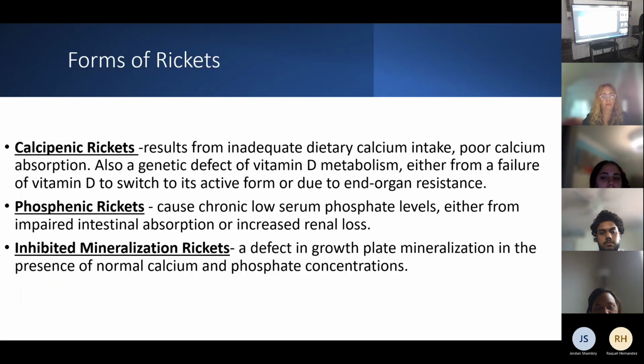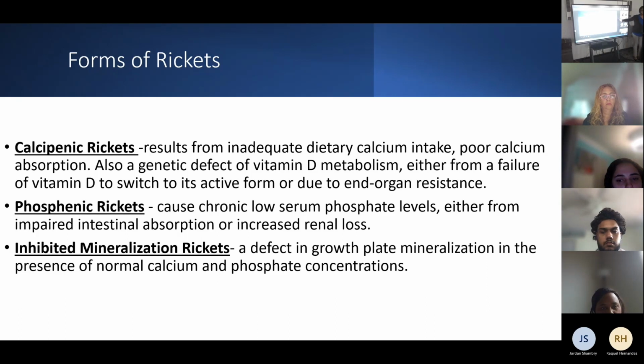Now, there are 3 forms of rickets: calcipenic, phosphopenic, and inhibited mineralization rickets. Calcipenic is when there's an inadequate intake of calcium through diet or poor calcium absorption, which you can see with celiac disease or cystic fibrosis, or also a genetic defect in vitamin D metabolism where it can't switch over to the active form, or in organ resistance.